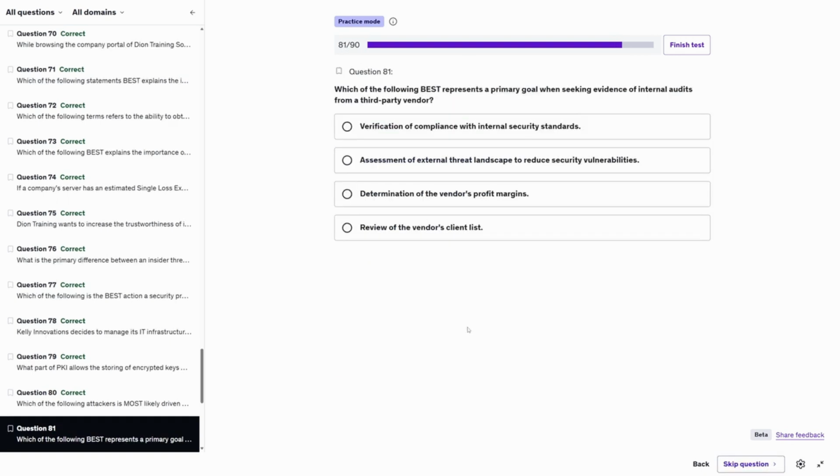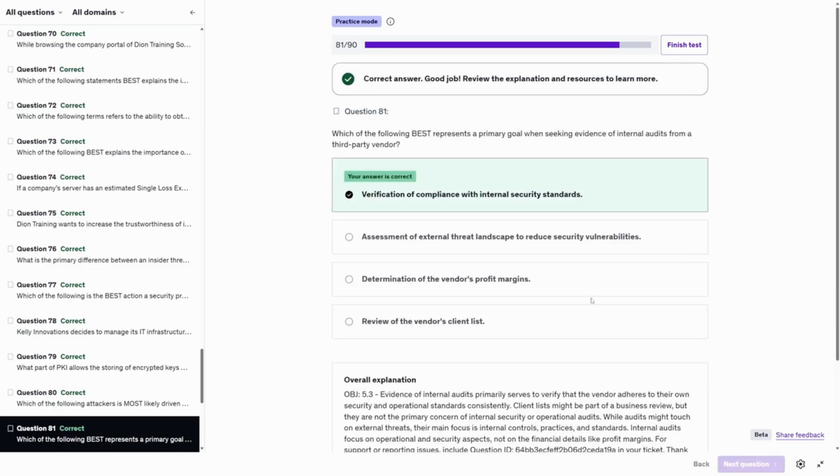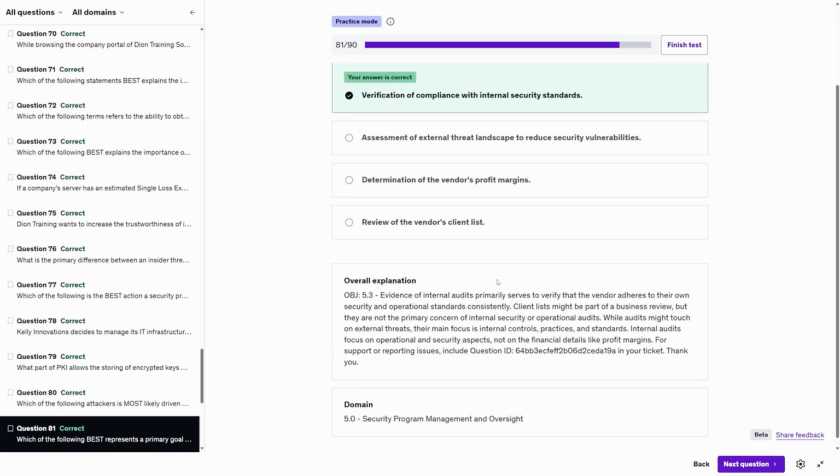Which of the following best represents a primary goal when seeking evidence of internal audits from a third-party vendor? And the correct answer here is A, verification of compliance with internal security standards. Evidence of internal audits primarily serves to verify that the vendor adheres to their own security and operational standards consistently. And I'll leave the other answers up for a few seconds.